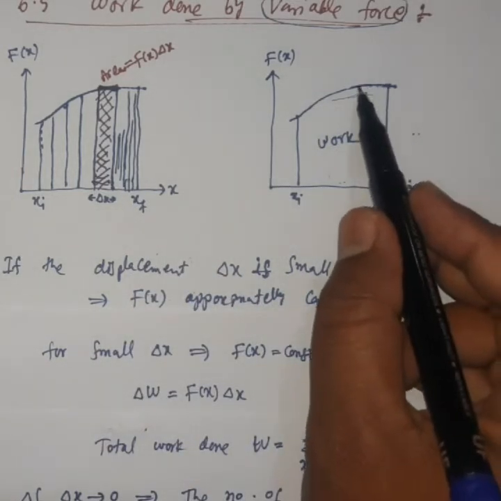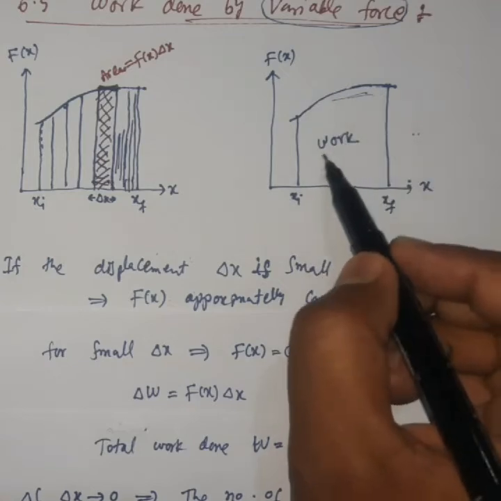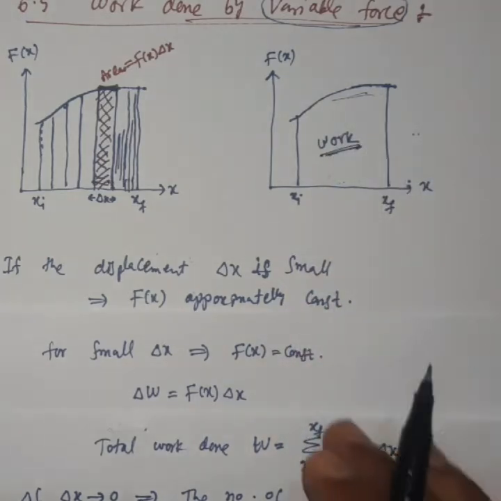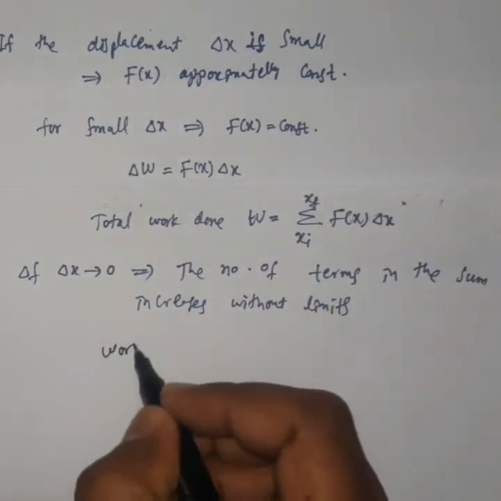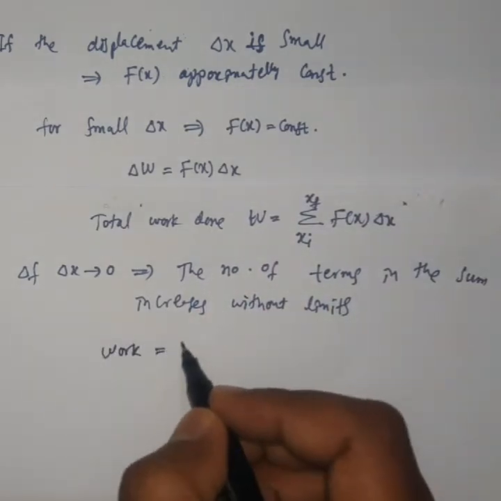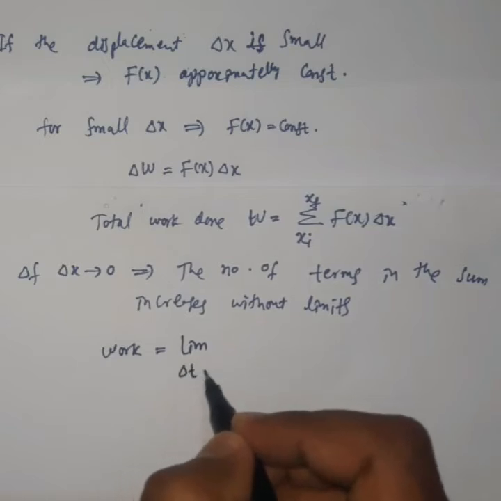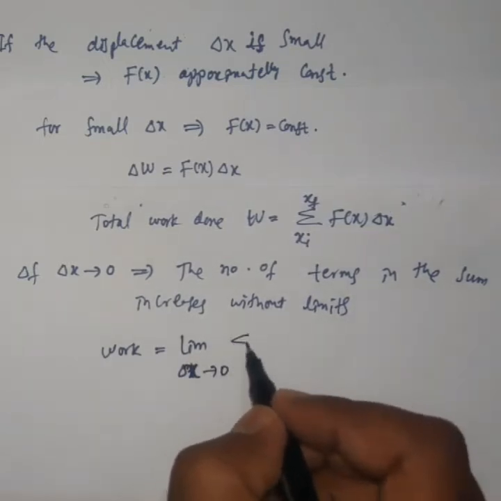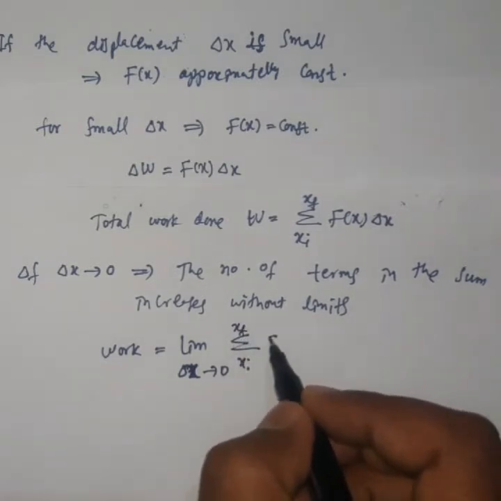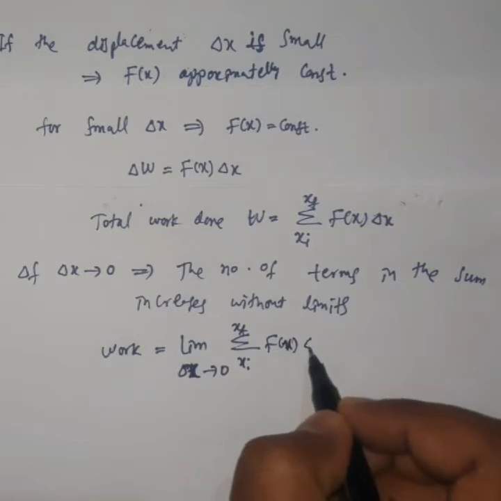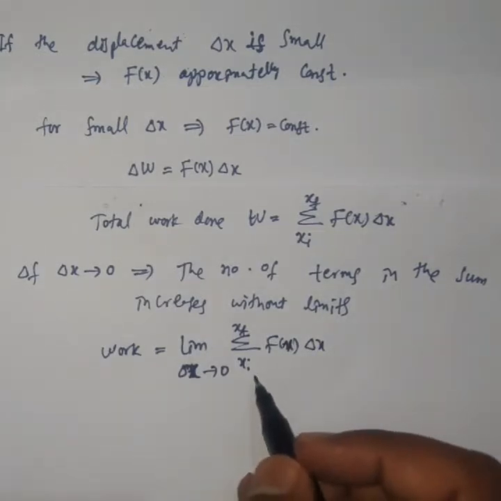So the area under the curve gives us work. That work done is W equal to the limit del x tends to 0 of the summation from xi to xf of f of x into del x.